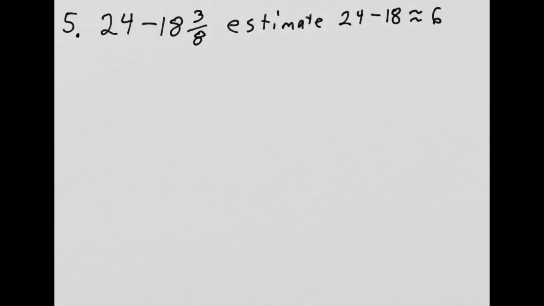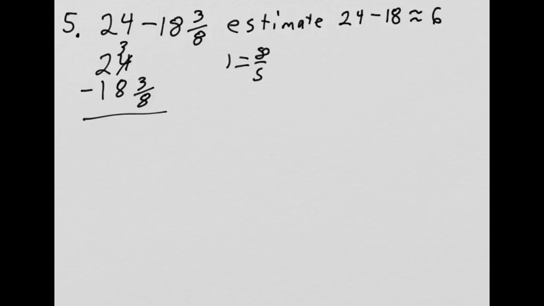To do the exact, we're doing 24 minus 18 3/8. And for this one, we have to borrow. So I'm going to make this a 3. When I borrow, I'm borrowing 1. And that 1 is going to equal 8/8. So I borrow 1 from the 24 and I write it as 8/8. Now I can subtract and I'll get 5/8. And 18 from 23 is 5. That's my answer for number 5.